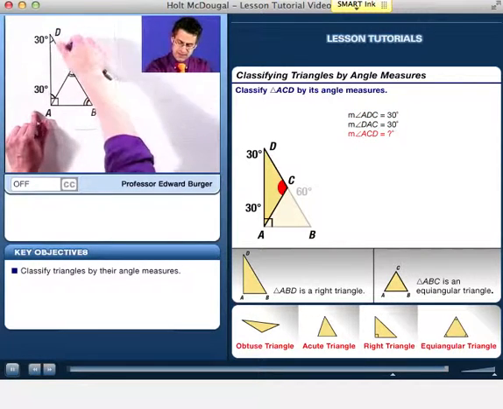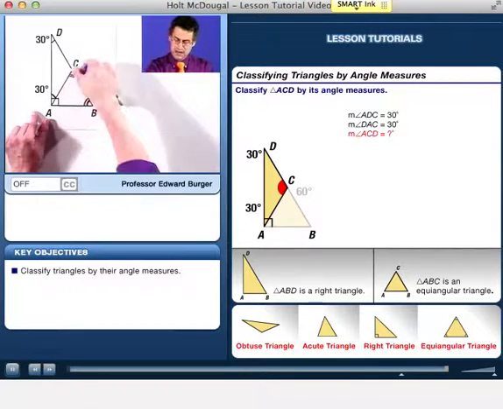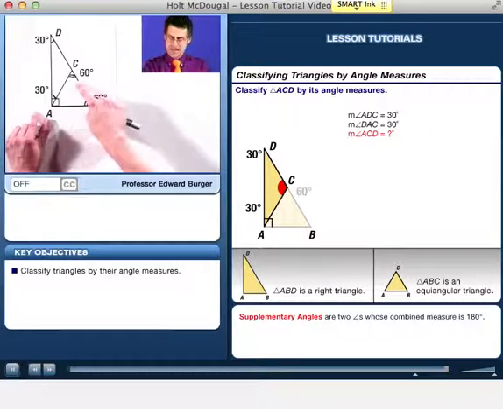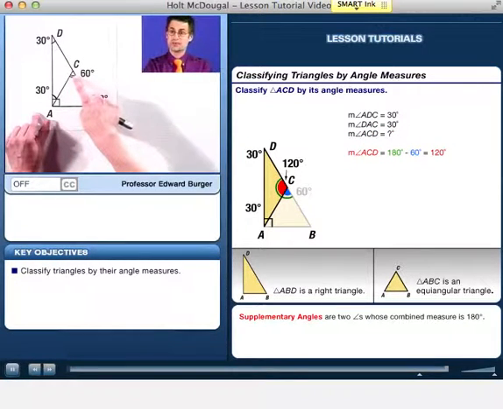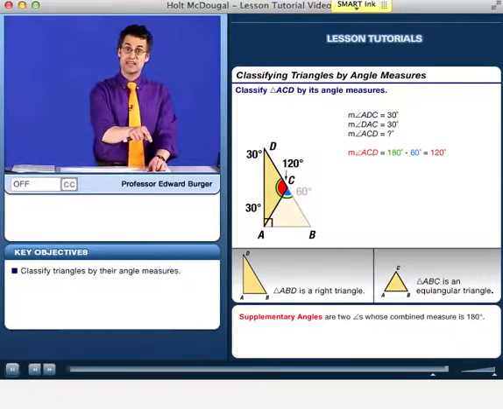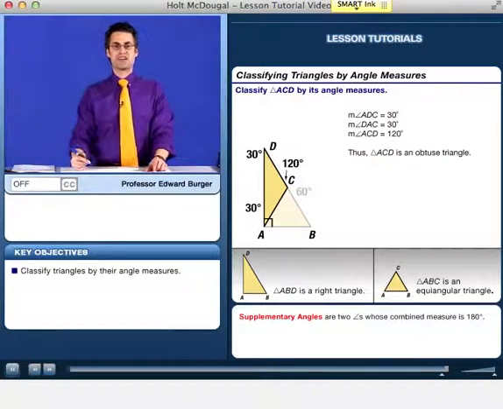Well, notice that this angle right here and this angle right here are supplementary angles. So I know that the sum of the total angle of both of those together is 180. This is 60. If I subtract 180 minus 60, I see 120 degrees. That's bigger than 90. This is an obtuse triangle. Look how we can classify triangles by looking at their angles.